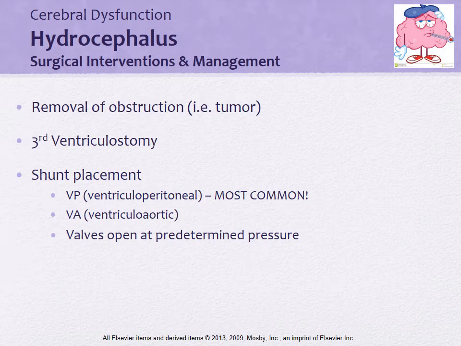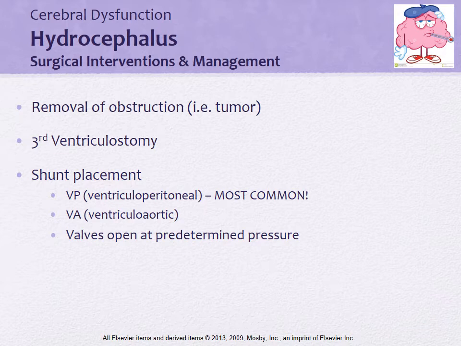As far as surgical interventions and management of hydrocephalus, as I stated before, many of the obstructions occur between the third and fourth ventricle. So they'll remove the obstruction, such as a tumor, they will remove the tumor. They may also do a third ventriculostomy, and what this is in the third ventricle, they'll actually put a little hole in the floor of that third ventricle. And when you put a hole into the third ventricle, it actually drains the CSF back into the CSF flow.